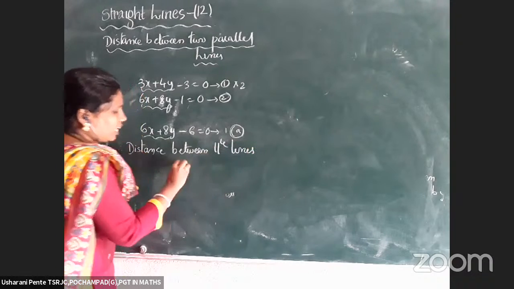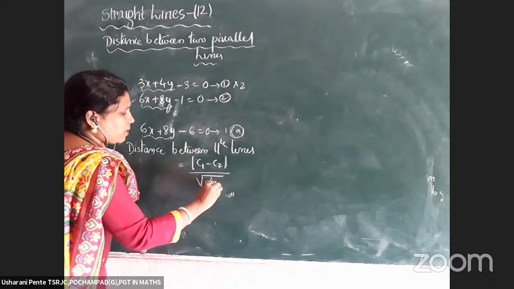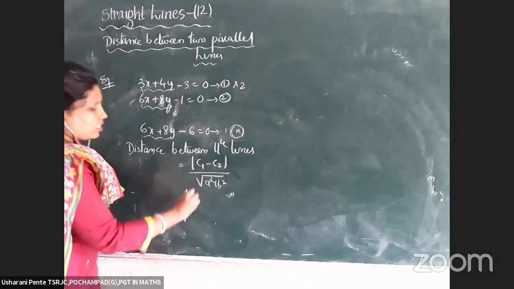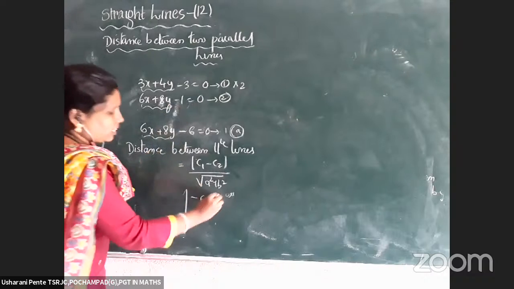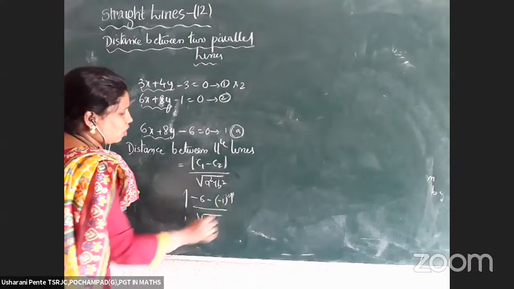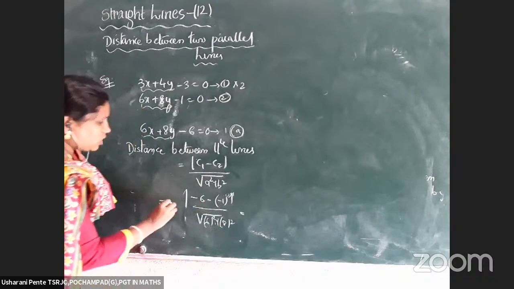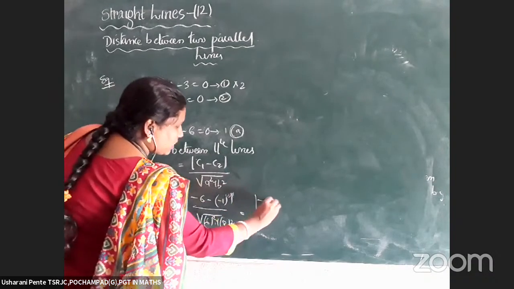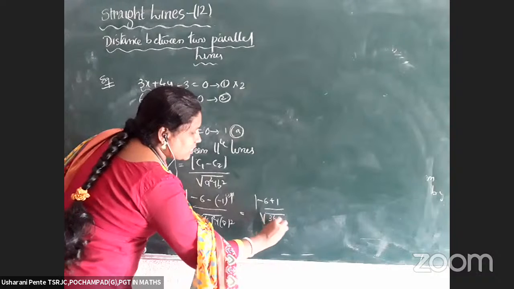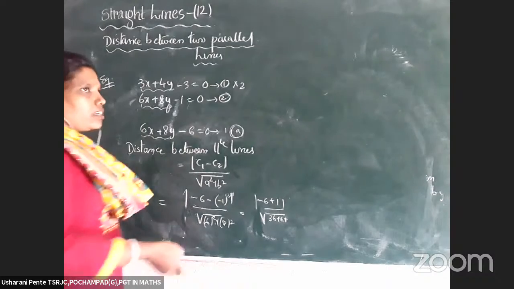Distance between the parallel lines is given by mod of C1 minus C2 by under root of A square plus B square. So here, C1 is equal to minus 6 minus 1, that is minus 1 (minus 7 by...) under root of A square. A square is 6 square plus 8 square. So we'll get minus 6 plus 1 by under root of 36 plus 64. So 36 plus 64 is nothing but 100. So root of 100 is nothing but 10.